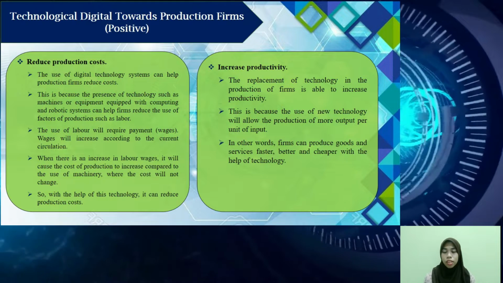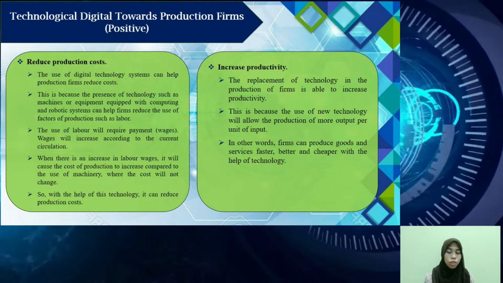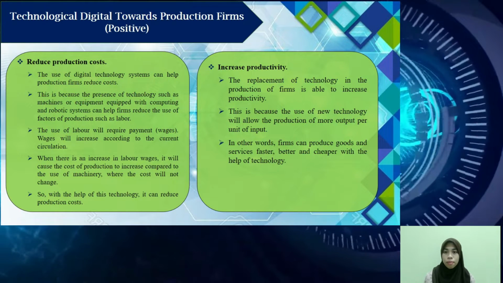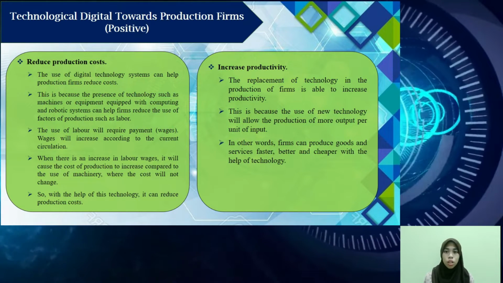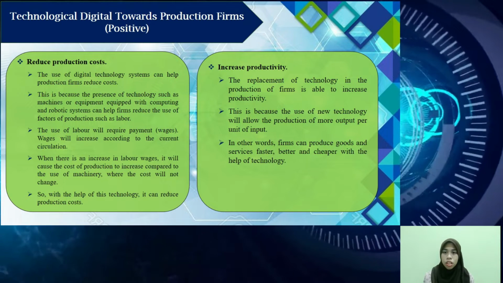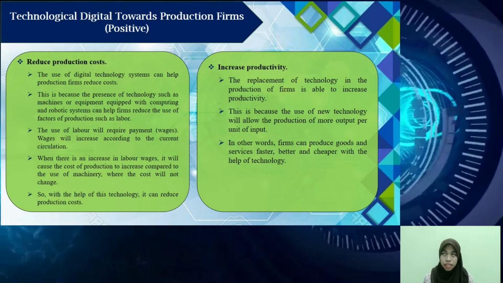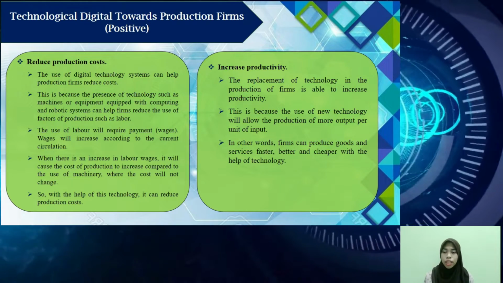Secondly is increased productivity. The replacement with technology in the production of a firm is able to increase productivity. This is because the use of new technology will allow the production of more output per unit of input. In other words, firms can produce goods and services faster, better and cheaper with the help of technology.